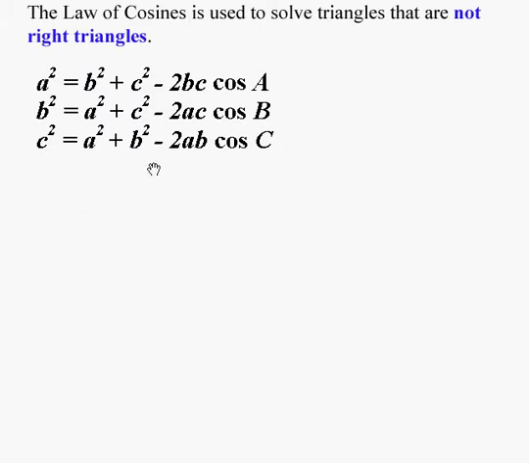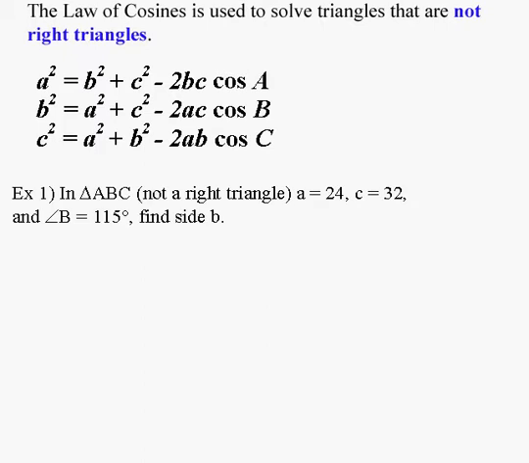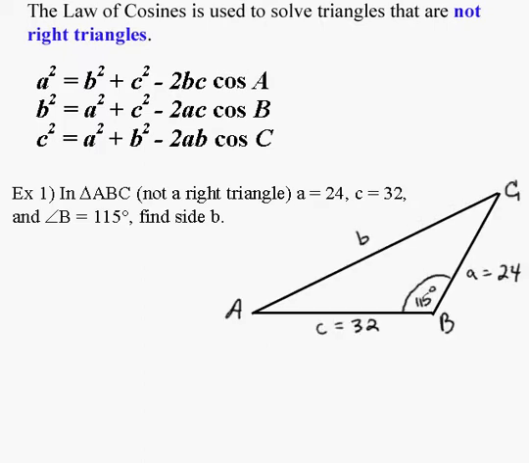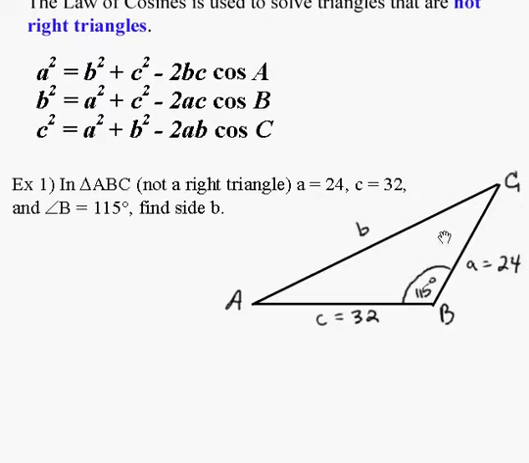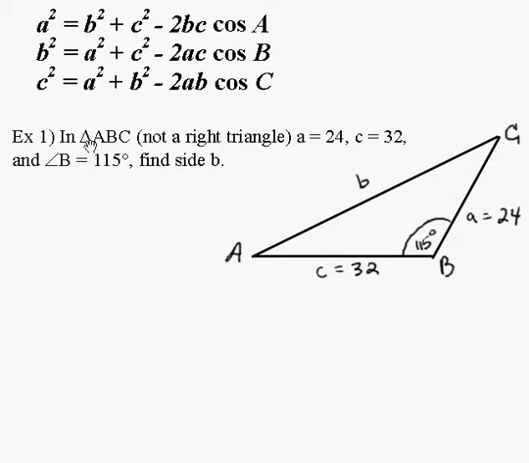So it's essentially the same formula, it's just which side or which angle you're looking for. The side that's isolated by itself corresponds with the angle that we have the cosine of. So let's look at a particular situation. And yes, this is not a right triangle, and my first guess is because one of these angles is 115 degrees. So as we look at this, here's triangle ABC.